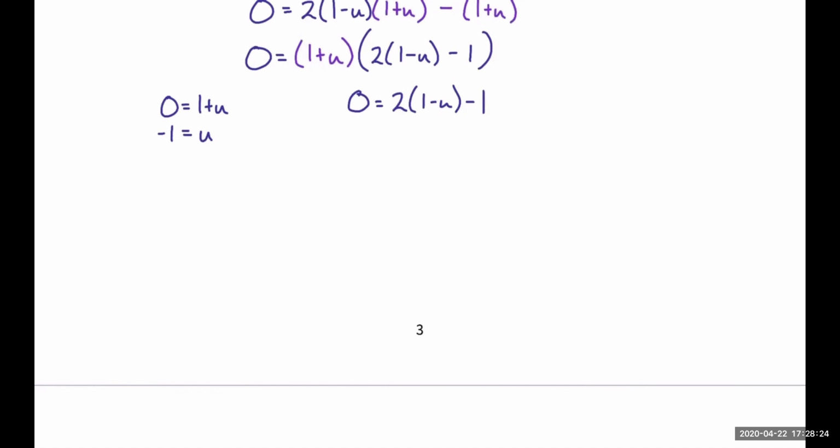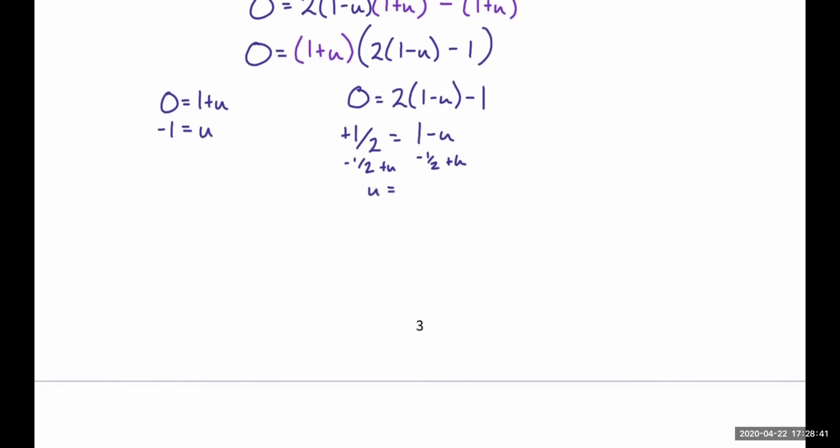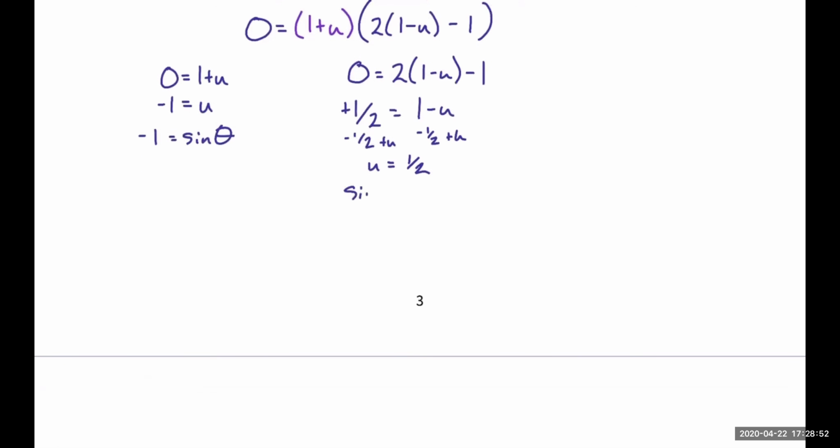And then, let's see, I can add the 1 and then divide by 2. And that'll give me the 1 minus u from the parentheses. And then I can subtract the 1/2 and add u. Subtract the 1/2, add u. And then u is equal to 1/2. Right, and then we'll sub back in for our sine theta. So -1 is equal to sine theta, and sine theta is equal to 1/2.